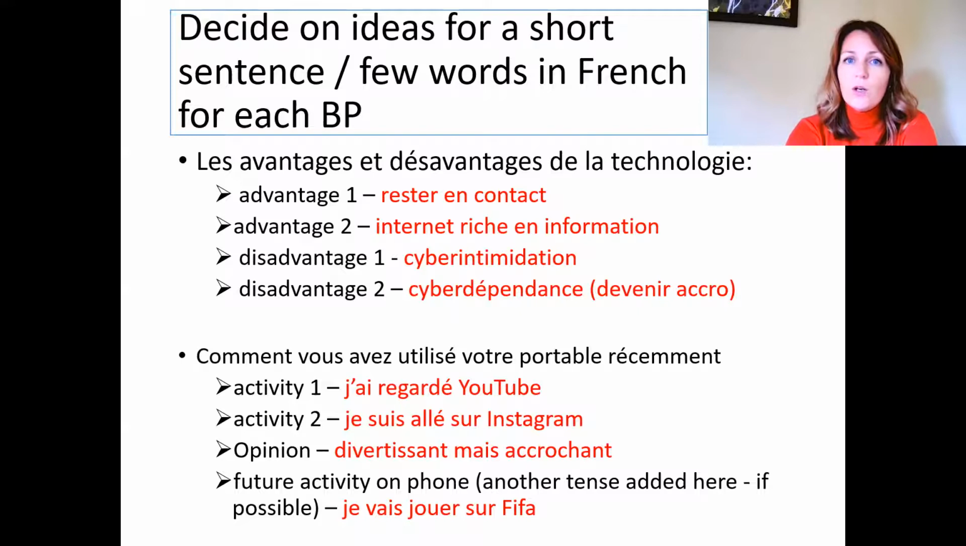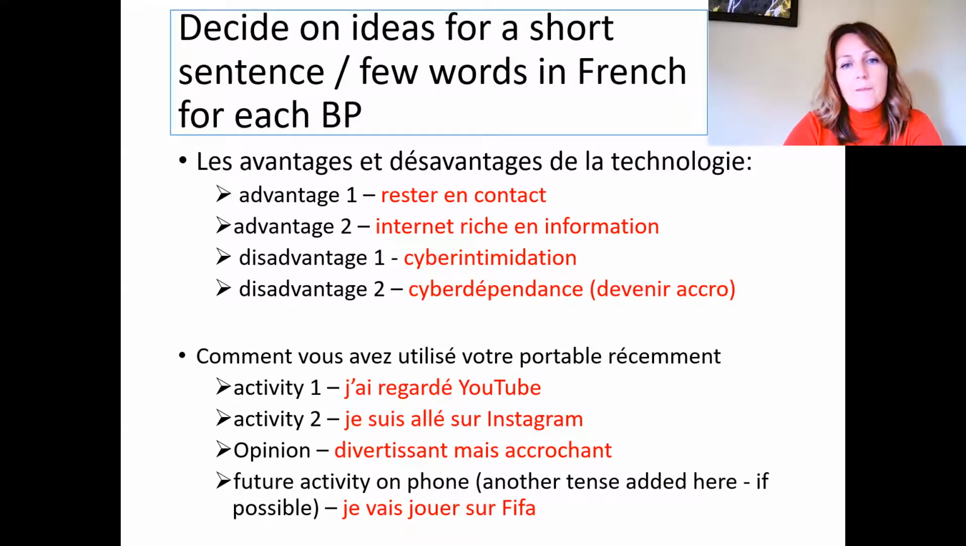Decide on some ideas, or just a short sentence or a few words in French for each bullet point. For my 2 advantages, I've decided to do rester en contact as one and Internet riche en information as my second. Those are the 2 things that I'm going to pad out a bit when I come to do my 150-word writing. My couple of disadvantages are cyberintimidation and cyberdépendance, devenir accro, 2 things I can remember how to say and talk about a bit. And then how you've used your phone recently.